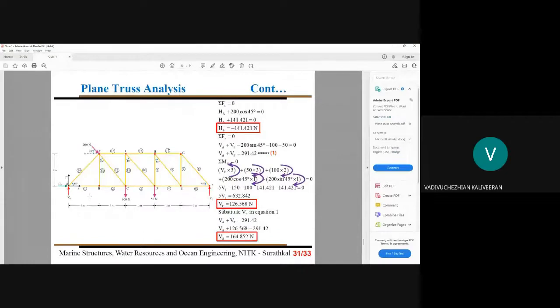We are trying to fix our support reactions like HA, VA and VF. You have to just note this. Force equilibrium along the x direction, now we have HA plus 200 cos 45. All those things are through the positive x direction. So HA plus 141.421 we are getting. Now HA equals minus 141.421 Newton.